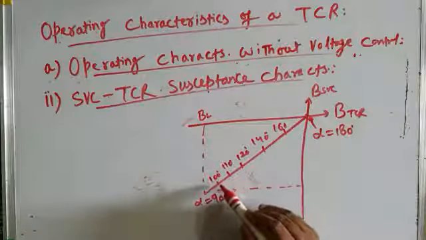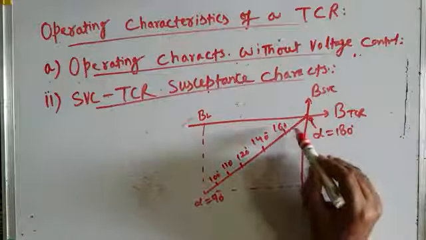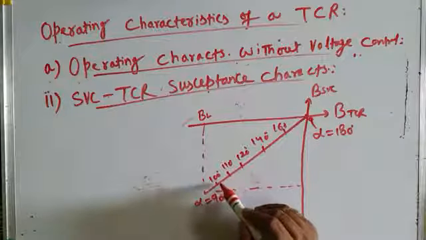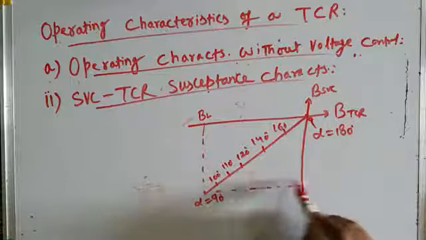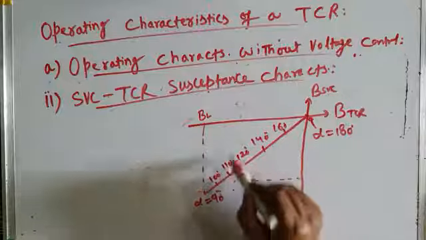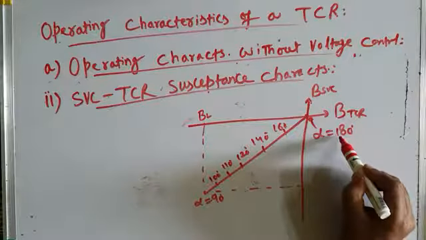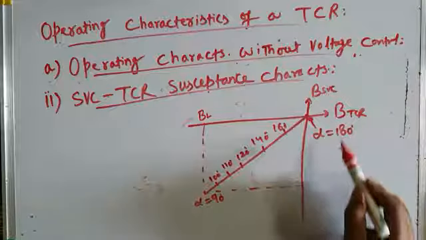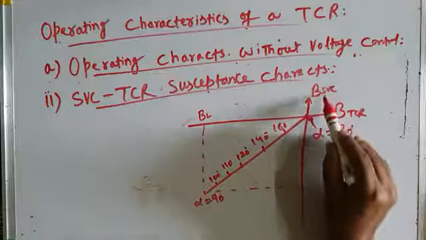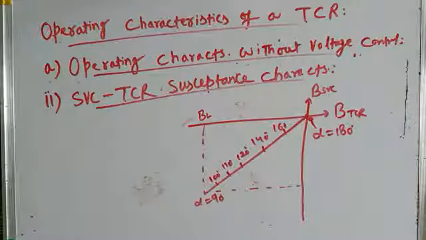And then as you increase the delay angle from 90 degrees towards 180 degrees, you can very clearly see that TCR susceptance decreases, and hence SVC susceptance also decreases, till you reach alpha equal to 180 degrees, for which TCR susceptance and hence SVC susceptance becomes equal to 0.